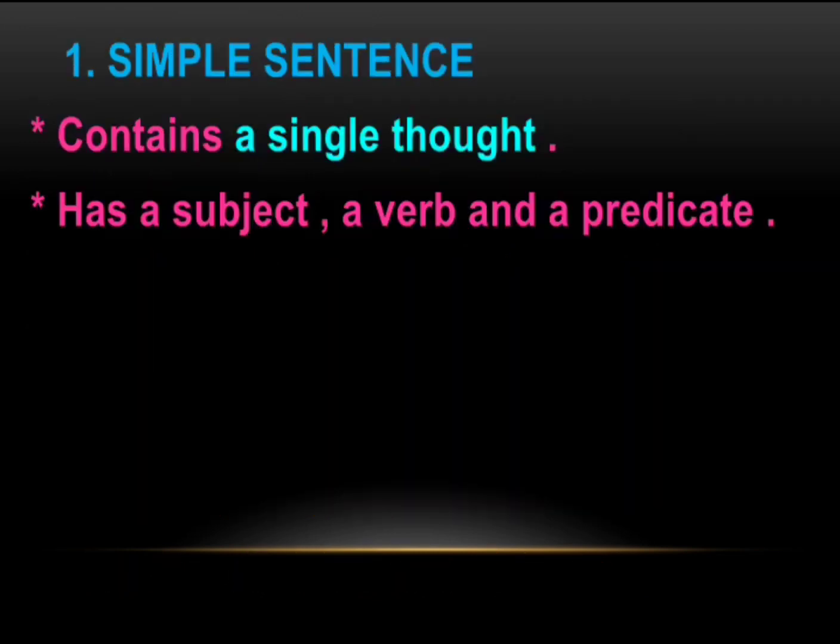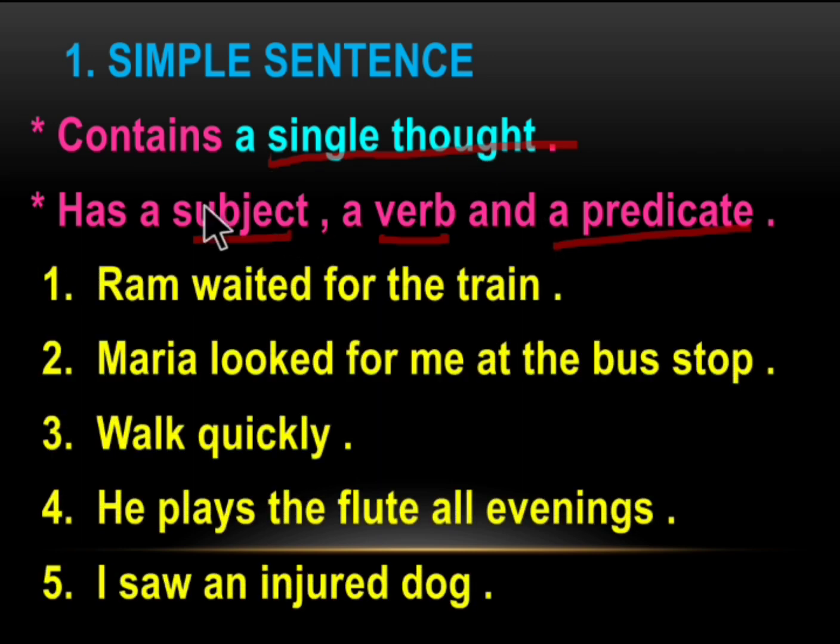The first one is the simple sentence. The simple sentence contains a single thought. It has only a single thought. That thought cannot be split. That simple sentence has a subject, it has a verb, and it has a predicate. So a simple sentence has a subject, verb, and a predicate, and it denotes a single thought. Let us see a few examples.